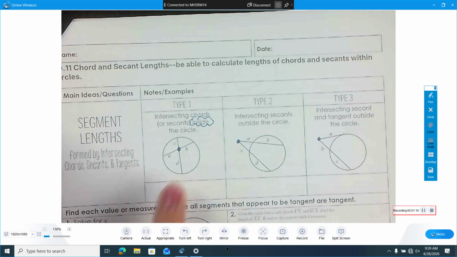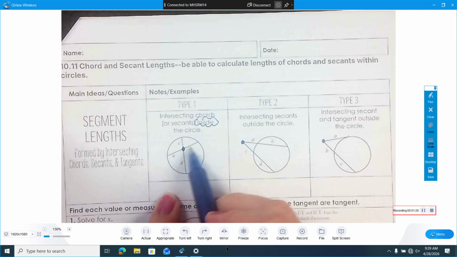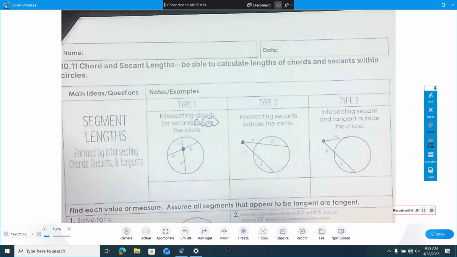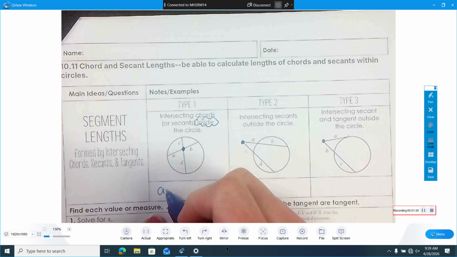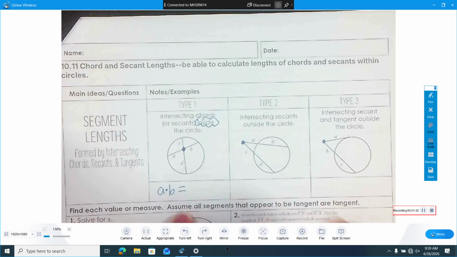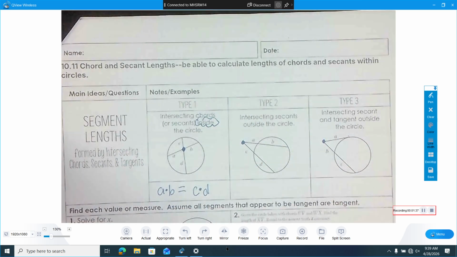When we have two chords intersecting and that intersection is inside the circle, we have these little segment lengths, so maybe it's 5 and 7. All we have to do is the product of the pieces are equal. So A times B is equal to C times D. The product of the pieces are equal. That's all it is. That's our equation for setup. Not too shabby.